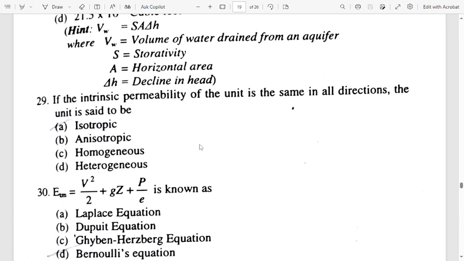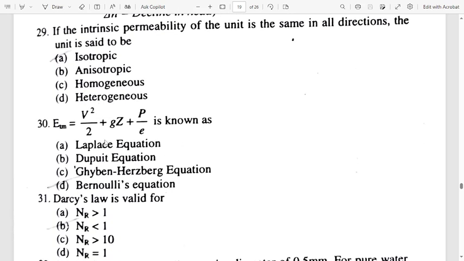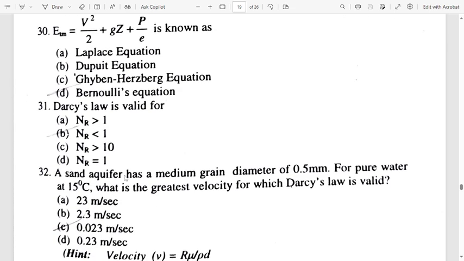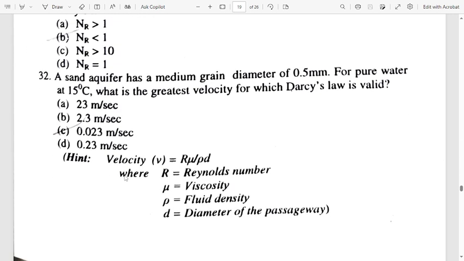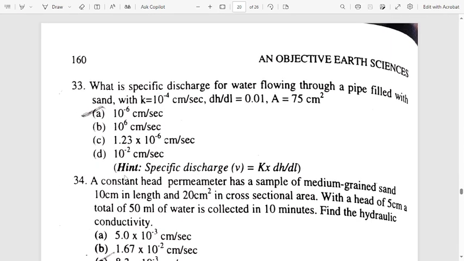If the intrinsic permeability of the unit is the same in all directions, the unit is said to be isotropic. E/m is equal to V square by 2 plus gz plus P by rho, known as the Bernoulli's equation. Darcy's law is valid for NR which is less than 1. A sand aquifer has a medium grain diameter of 0.5 millimeter. For pure water at 15 degrees centigrade, what is the greatest velocity for which Darcy's law is valid? 0.023 meter per second. So velocity is equal to R mu by rho d. Now put the values.